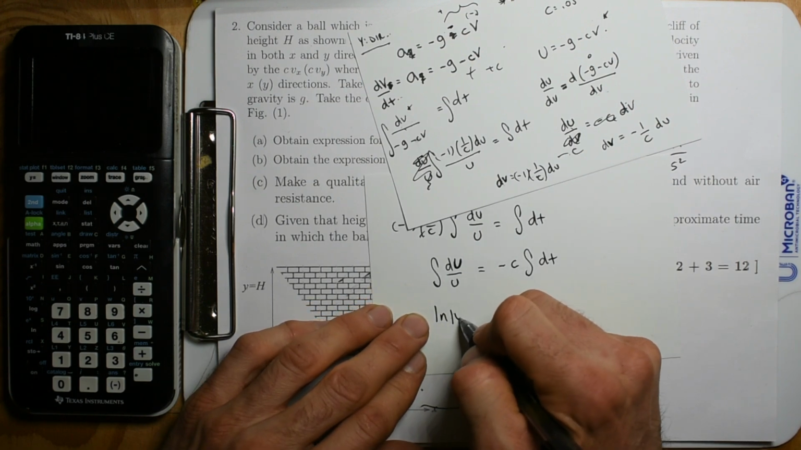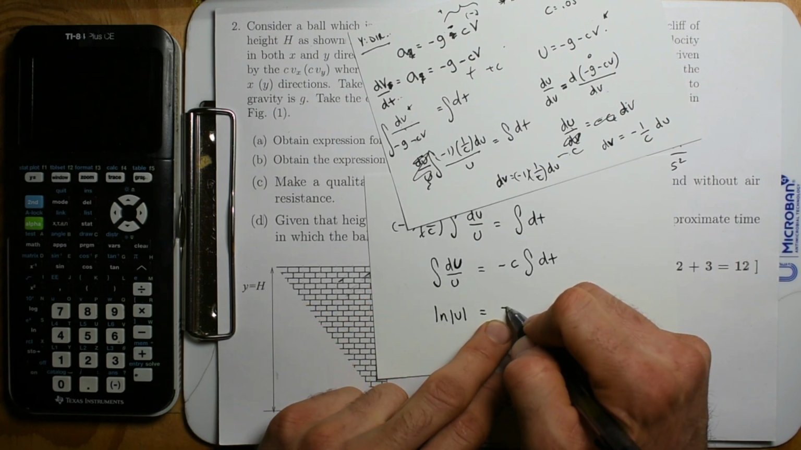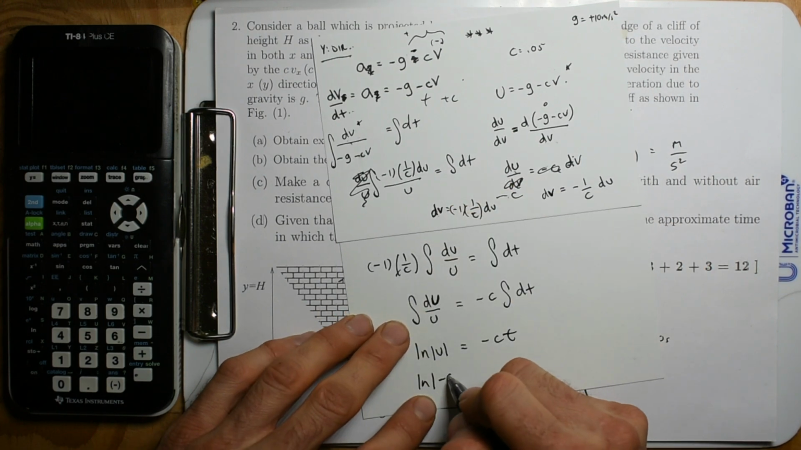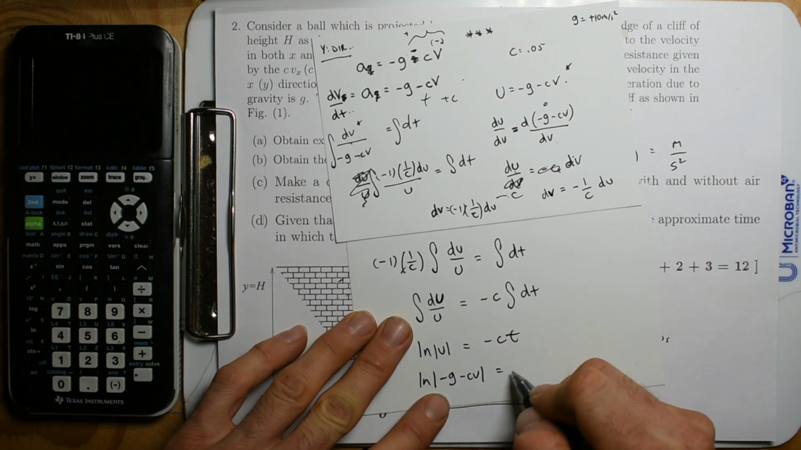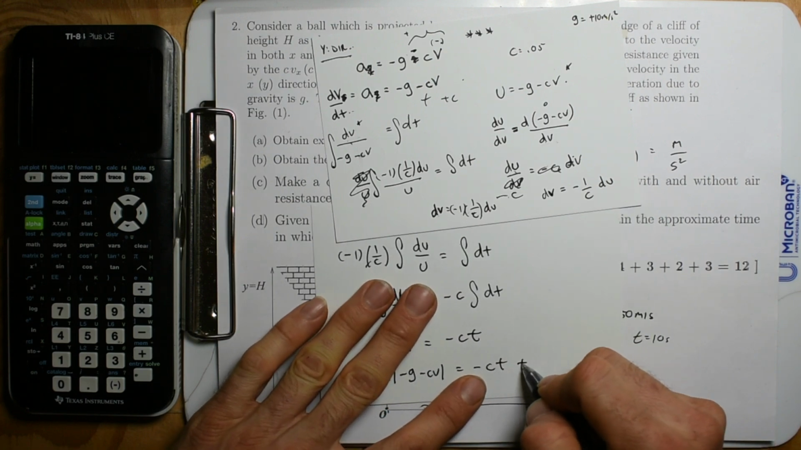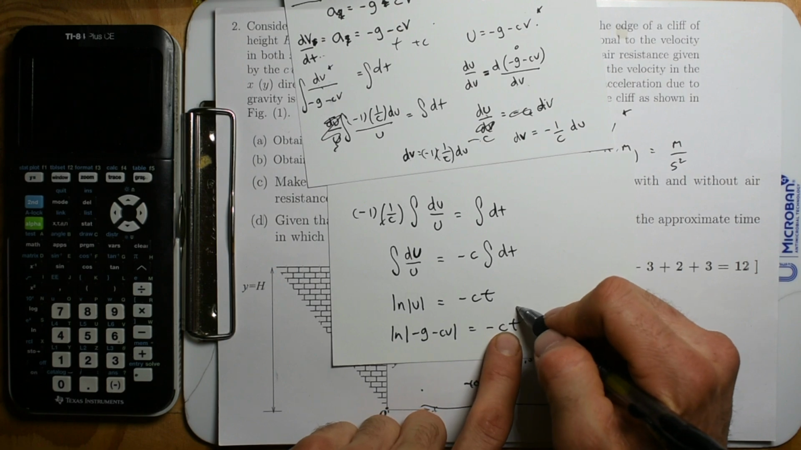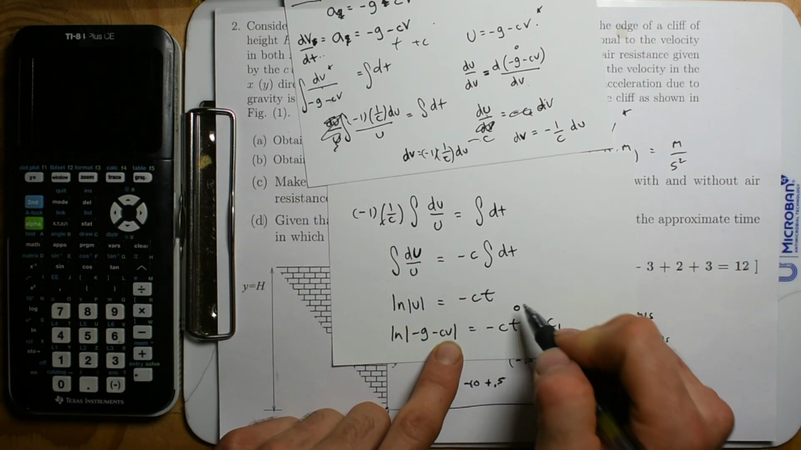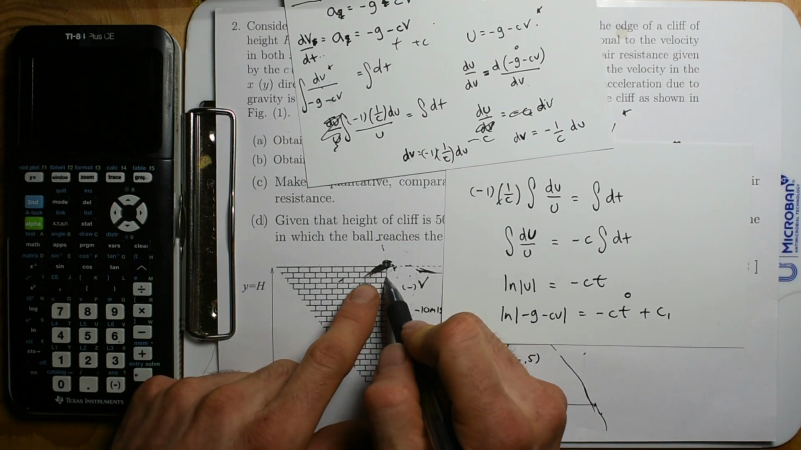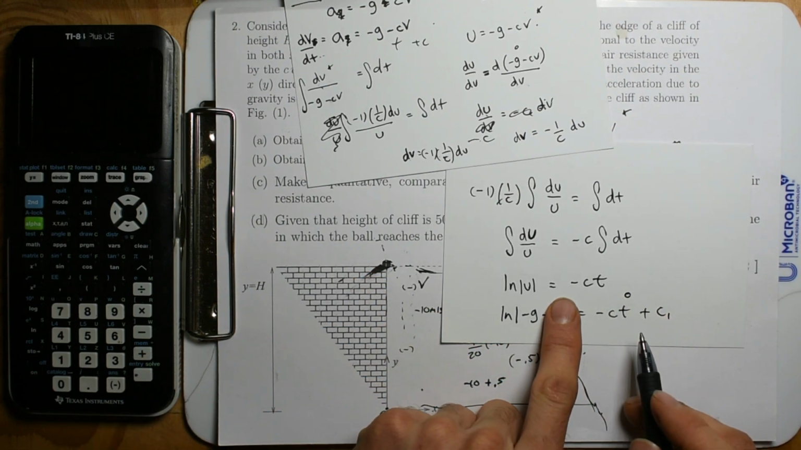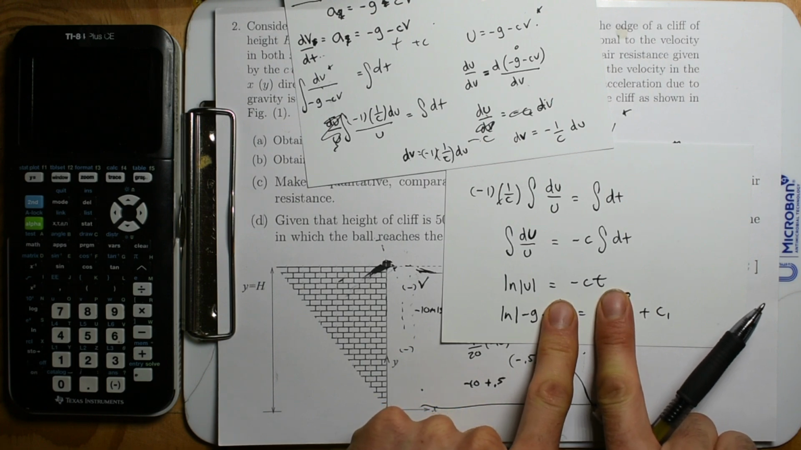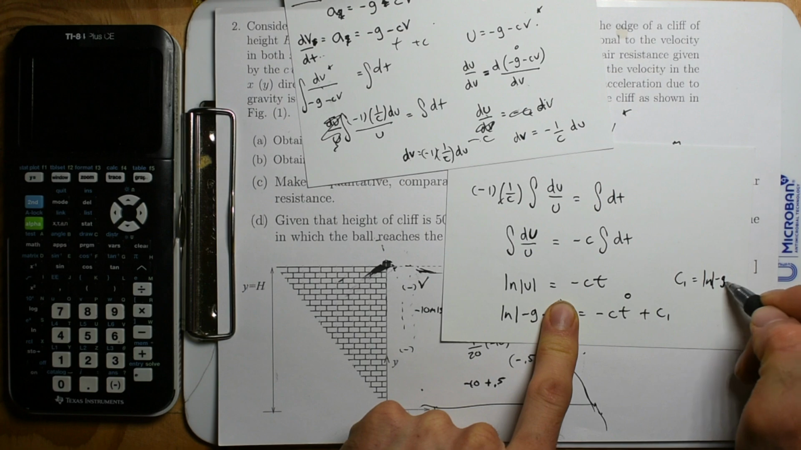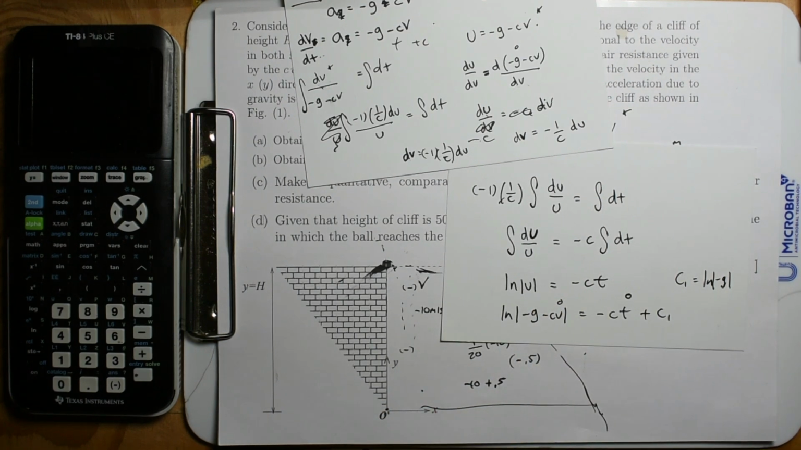This is just natural log of u is equal to negative ct. All right, what's u? So now we can plug u back in. That's going to be the natural log of negative g minus cv is equal to negative ct, and we pick up a constant. Now, the constant is found when time is 0, or it could be any time that you know something about the problem. But at time 0, in the y direction, our velocity is 0. So that part becomes totally 0. And then we have c1 is equal to natural log of negative g.